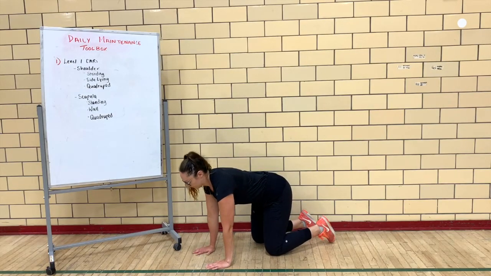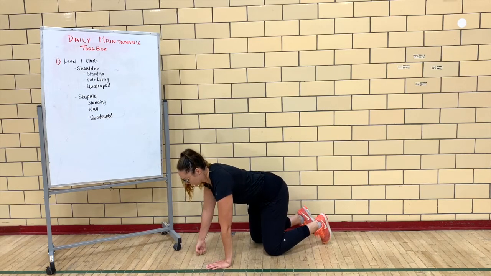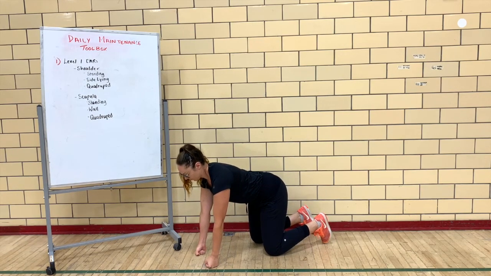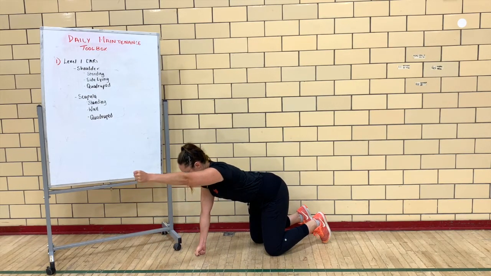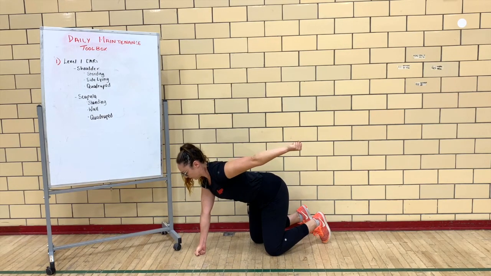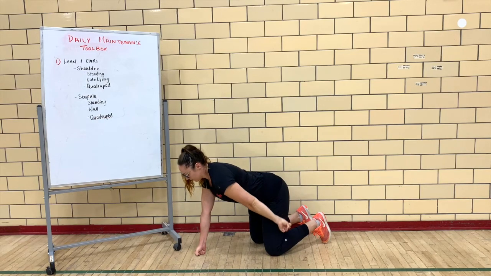Another variation here, we're in quadruped, tabletop, hands and knees position, whatever you'd like to call it. And you'll be able to see how the difference in the position affects my ability to complete the movement. So my arm isn't getting up quite as high into flexion as I would like.